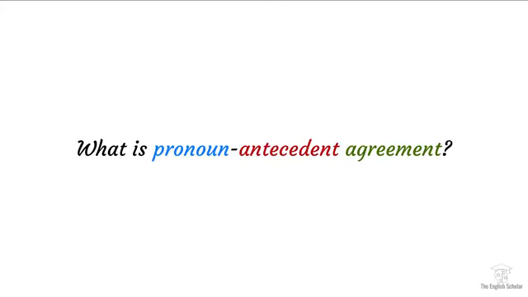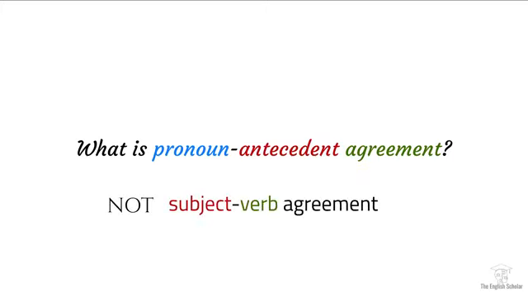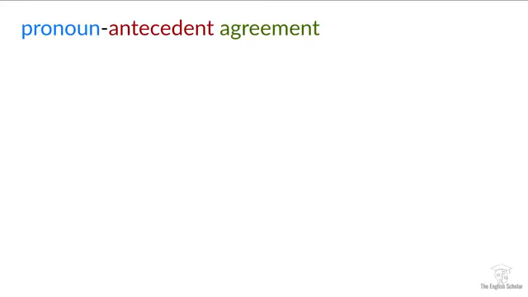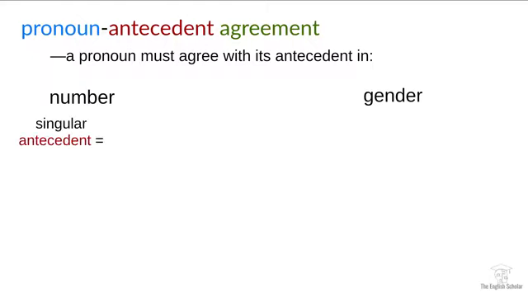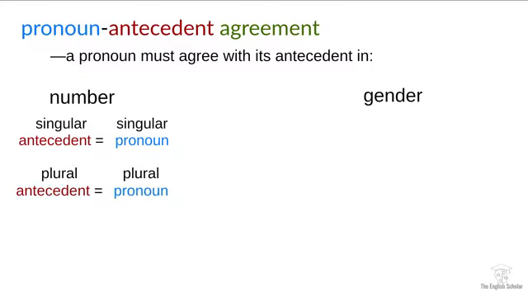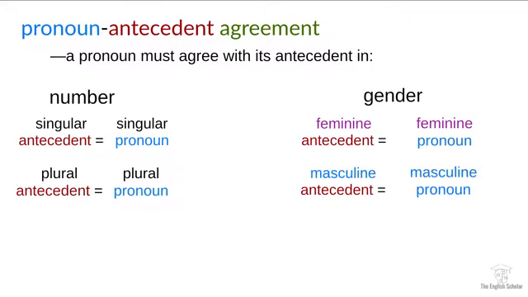What is the pronoun antecedent agreement? Now, don't get this rule confused with the subject-verb agreement. That's a completely different rule of English grammar. The pronoun antecedent agreement is the rule of English grammar that says a pronoun must agree with its antecedent in number and gender. Meaning, if the antecedent is singular, the pronoun must also be singular, and plural if the antecedent is plural. If the antecedent is feminine, the pronoun must also be feminine. Masculine if the antecedent is masculine, and neutral if the antecedent is neutral.